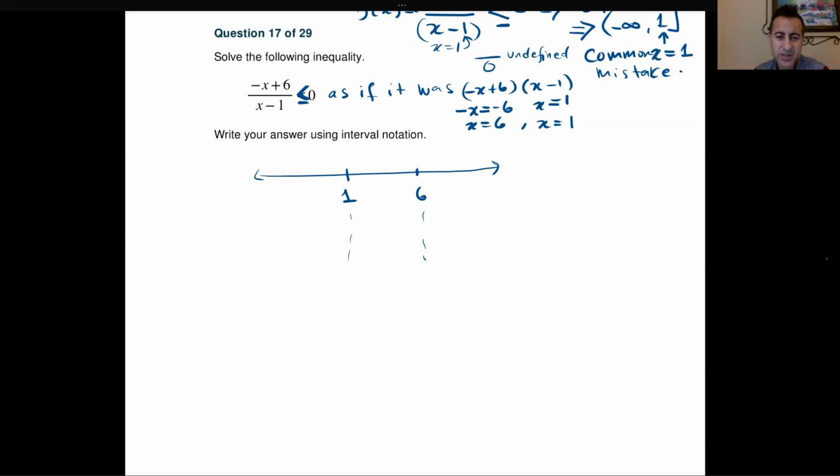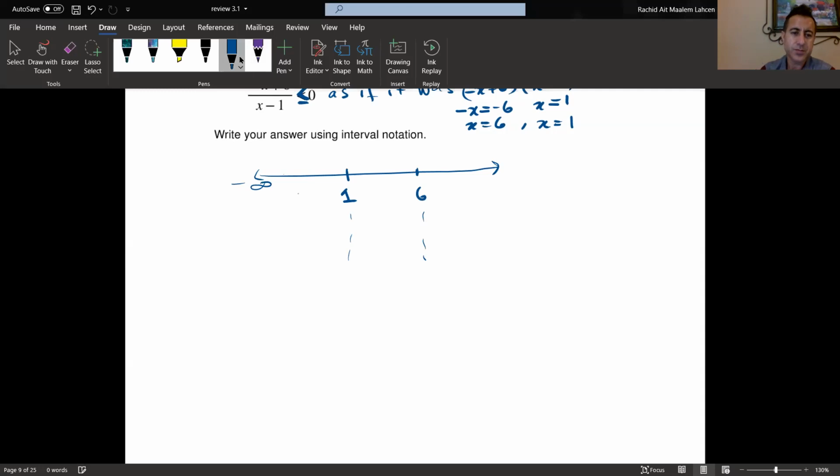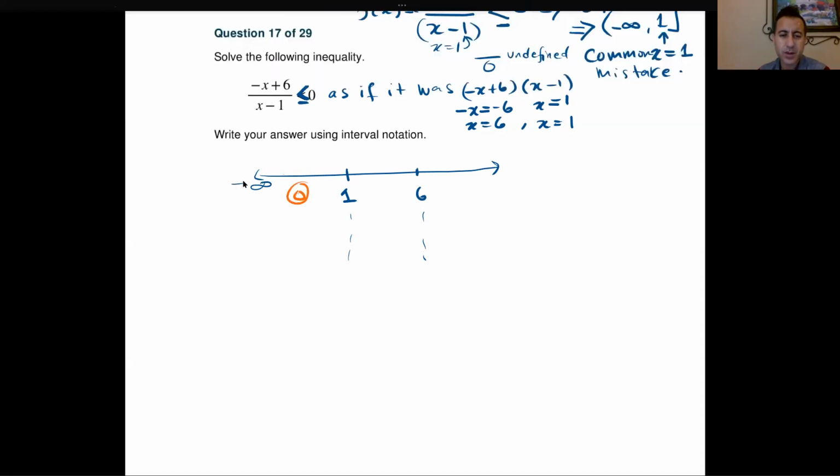So on the left side of 1, we have 0, and on the right side we have 2, and here we have, let's say, 8. So these are the points we're going to test. We're going to test them, of course, in the whole thing.